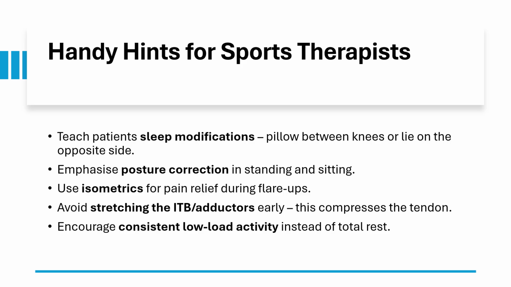Here is just a summary of some handy hints for sports therapists that might be working with this type of patient. Teach patients sleep modifications, pillow between knees or lie on the opposite side. Emphasize posture correction in standing and sitting. Use isometrics for pain relief during flare-ups. Avoid stretching the ITB or adductors early because this will compress the tendon. And encourage consistent low load activity instead of total rest.